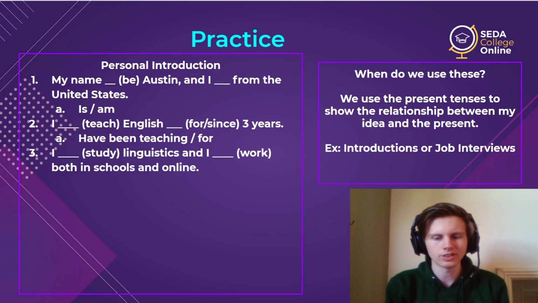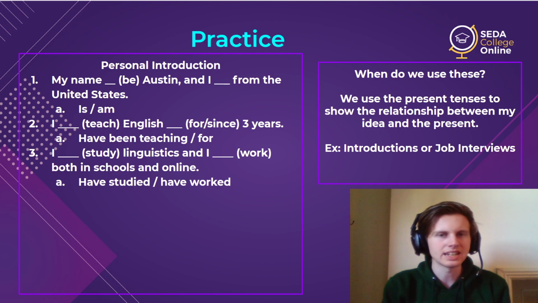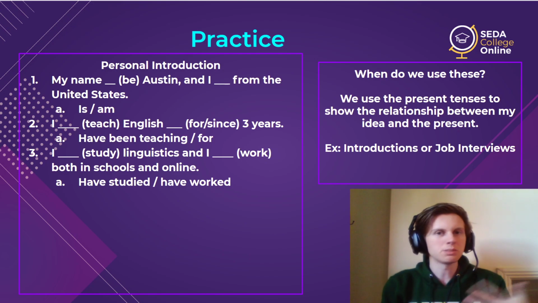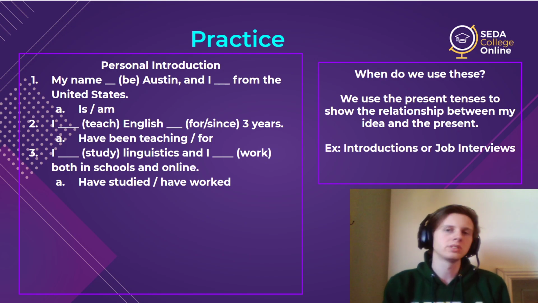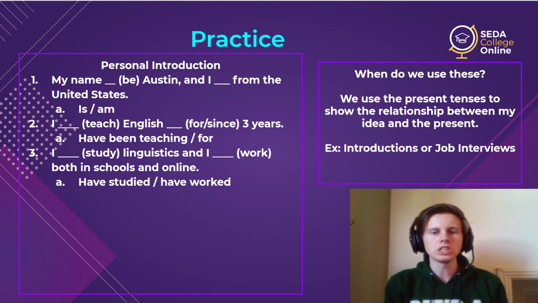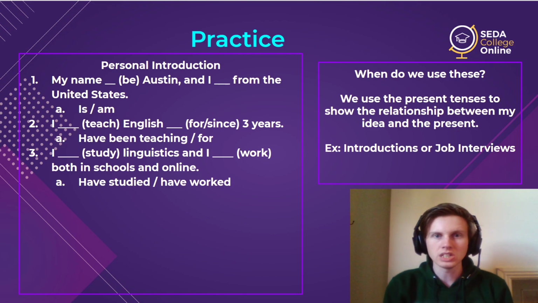Okay, the correct answer is have studied and have worked. So now I'm back to the present perfect. So I have studied linguistics. This is something that I did in the past, but it was my experience. My knowledge is still here. I did this at university. I studied linguistics and I have worked both in schools and online. So I've done both styles of teaching. So now I want to tell the other person that these are my experiences with teaching and my knowledge.